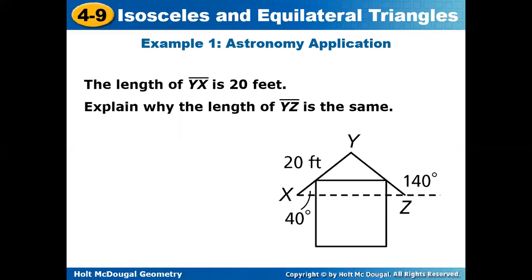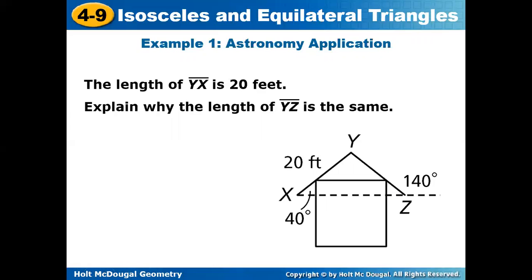The length of XY is 20 feet. Explain why the length of YZ is the same. If you look at this figure, you know that measure of angle X is 40. What about measure of angle Z? We know that the exterior angle at Z is 140. So by the linear pair, we know that the angle adjacent to 140 is 40.